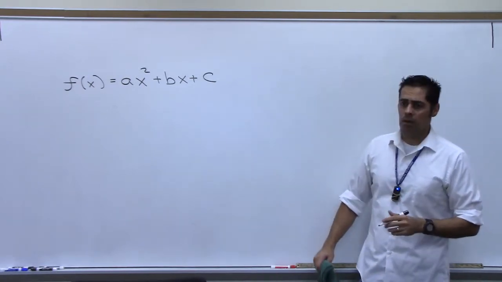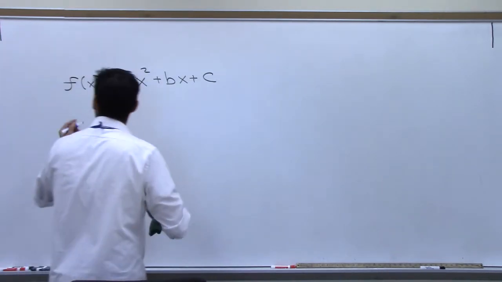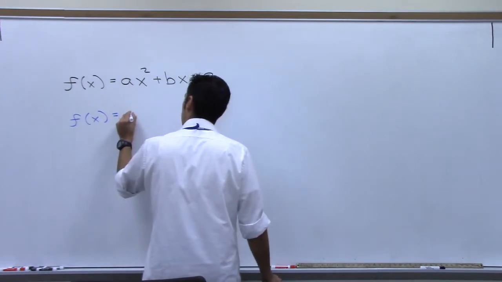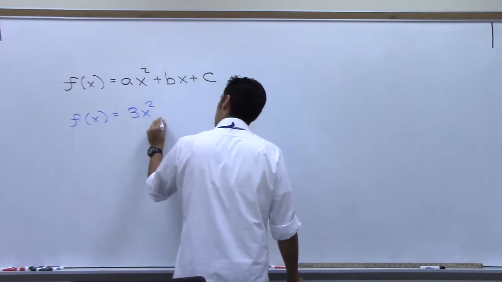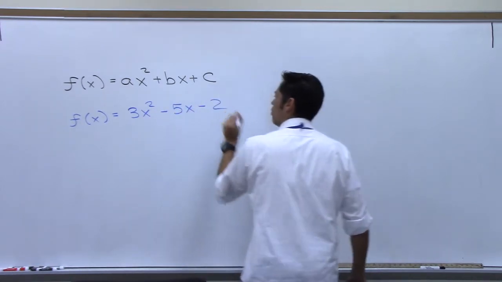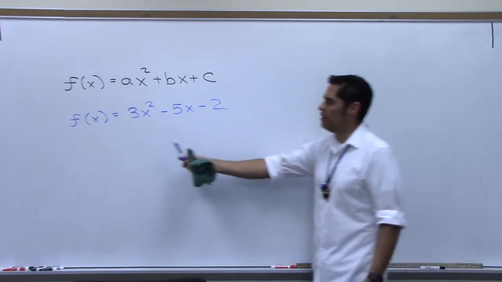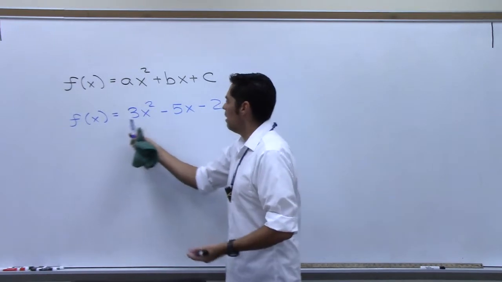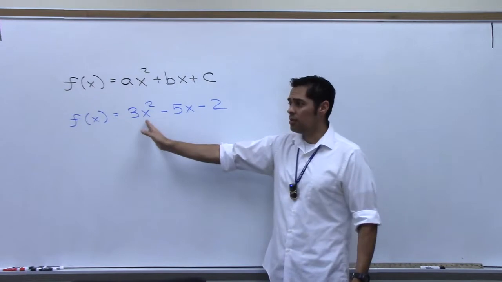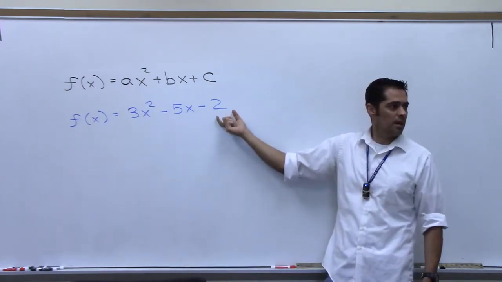In this form, which I'll give you an example of in blue underneath. An example of somebody giving you a quadratic function in this form would be something like f of x equals 3x squared minus 5x minus 2. All right? So you're given f of x, that tells you it's a function. And then over here, you have three terms. You've got an x term that's squared, an x term that's to the first power, and then just a constant by itself.